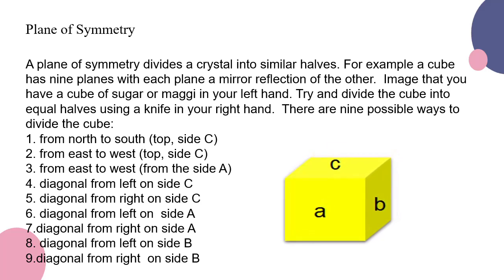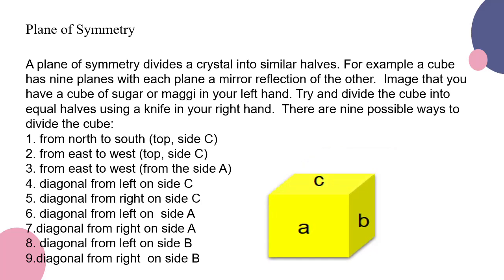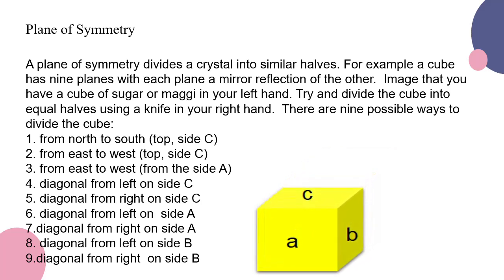Imagine that you have a cube of sugar or Maggi in your left hand. Try and divide the cube into equal halves using a knife in your right hand. There are 9 possible ways to divide the cube. 1, from north to south, top, side C. 2, from east to west, top, side C. 3, from east to west, from the side A.